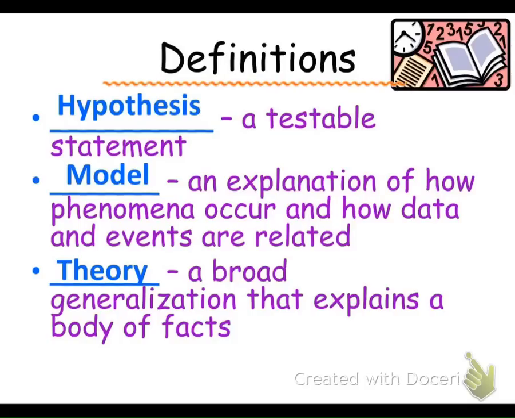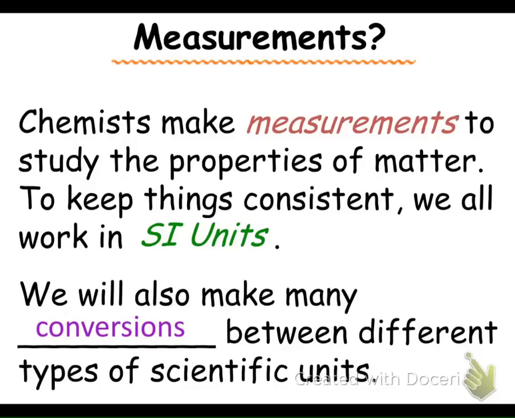So a couple of definitions that we need to remember: a hypothesis is a testable statement, a model is an explanation of how phenomena occur and how data and events are related, and then a theory is just a broad generalization that explains a body of facts. So those are just some good reminders of definitions that we need to know in science.